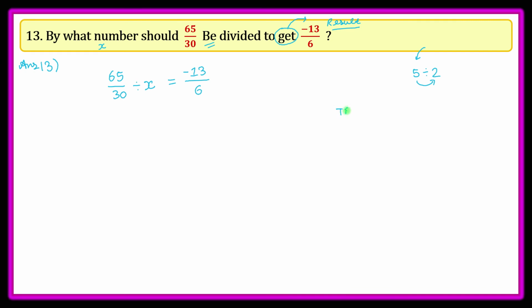So the trick is very easy. Variable will always come at the right side only, no matter what. Be it addition, subtraction, multiplication or division, variable will always be at the right side and not at the left side.